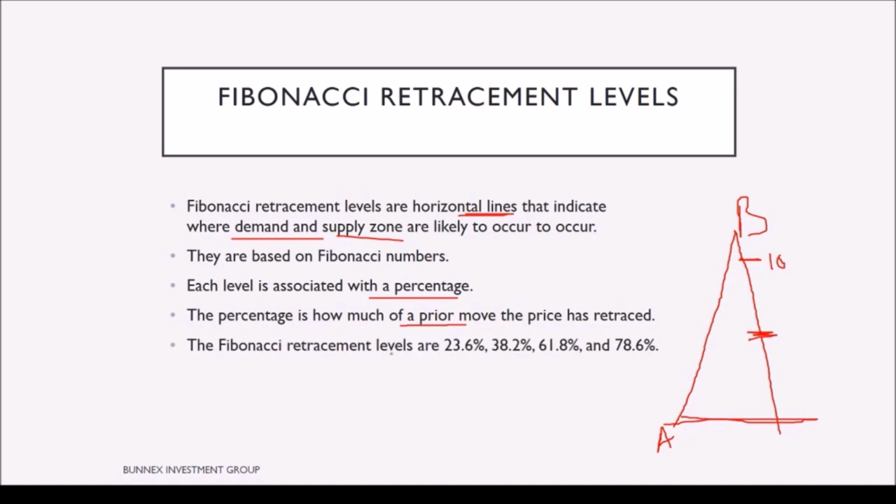The Fibonacci retracement levels are 23.6, 38.2, 61.8, and 78.6. However, there are only a few that are of importance to us, and that is what we will talk about in this video.